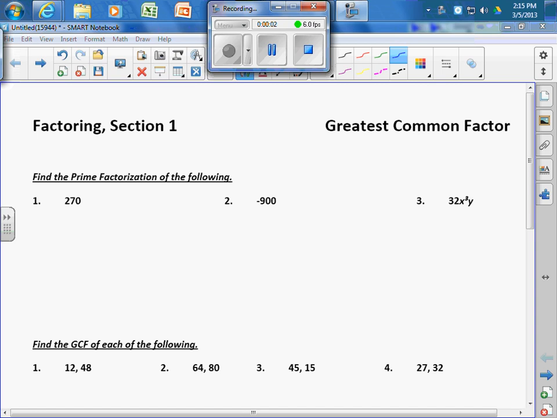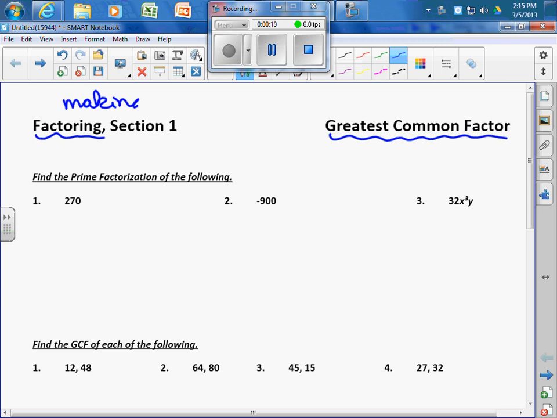All right, in Chapter 7 here, Unit 7, we're talking about factoring. And specifically, Section 1 here, we're going to be talking about the greatest common factor. Well, what does the factor mean? When we factor something, we're talking about making it a multiplication problem.